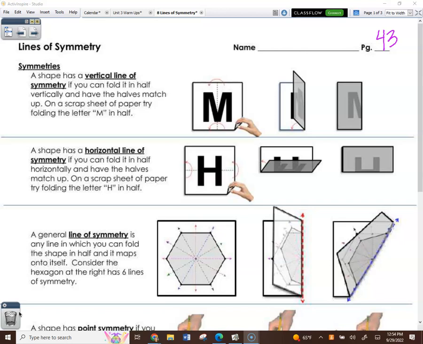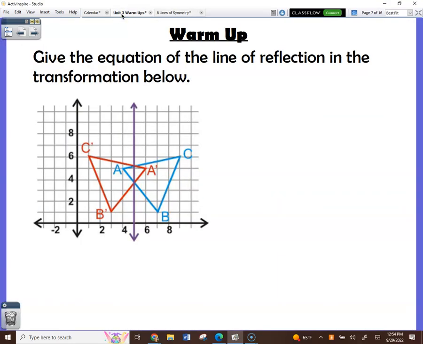The first thing you need to know is there is vertical symmetry, which is what we practiced in the warm-up. Your warm-up had a line of vertical symmetry, and we said it was at x equals 5, because if you fold it at that line of symmetry, these shapes would match, correct? Think of a marker with too much ink: you close it and it blots, and you open it back up.